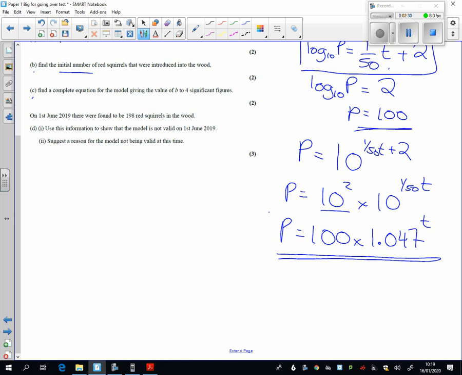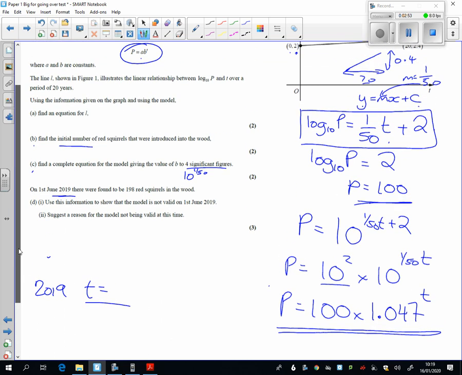While I was doing that, I did do 10 to the power of 1 over 50 to 4 significant figures. I was careful with that. Part C. Use this information to show it's not valid in 2019.